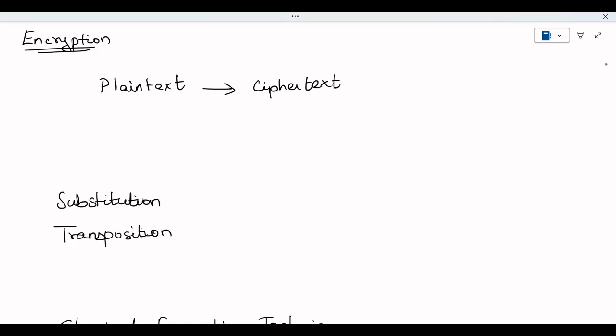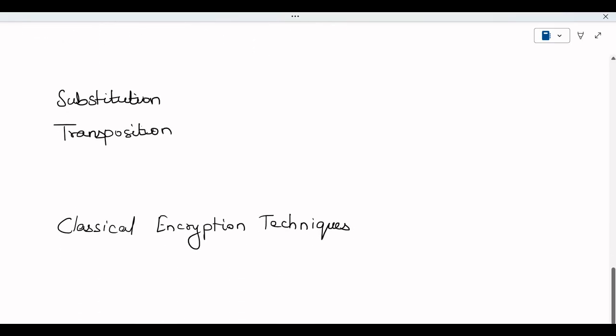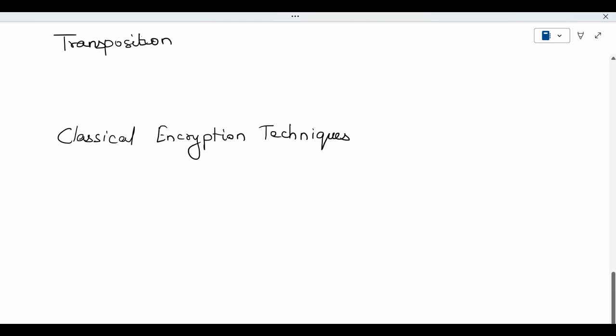Before moving on to the modern cryptographic techniques, we can have a look into the classical encryption mechanisms that were used in the traditional earlier days. First, in classical encryption, we will see the techniques which come under the category of substitution mechanisms. The first example, the basic one, is the Caesar cipher. As the name suggests, it was proposed and used by Julius Caesar.